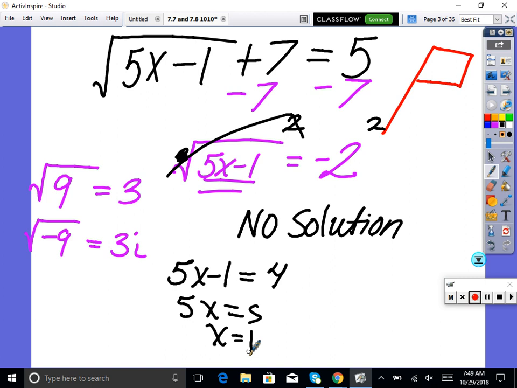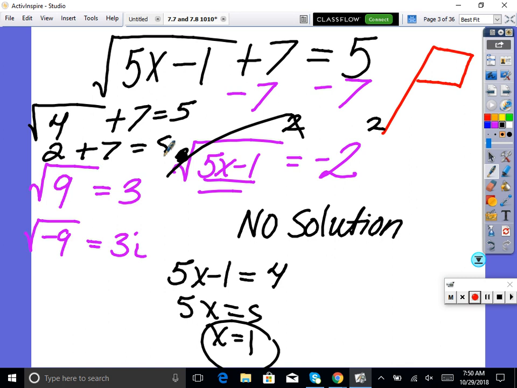Now this would have ended up being an extraneous solution when you plug it back in. So watch. If I plug it back in, we'd have the square root of 5 times 1 is 5. 5 minus 1 is 4. So we have the square root of 4 plus 7. Does that equal 5? 2 plus 7 equals 5? No. So do you see how either way we get no solution as long as we check it?